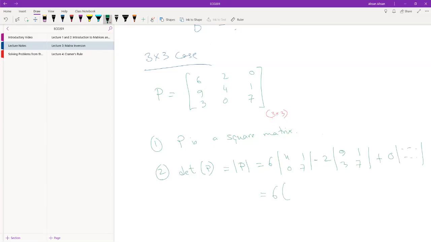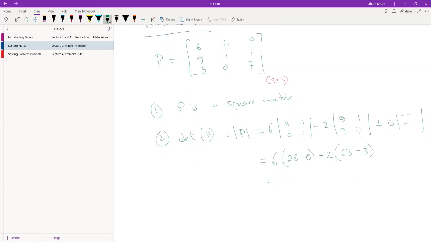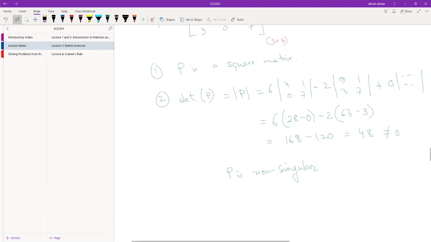So 6, how much do we get here? 28 minus 0 minus 2, 63 minus 3. So we have 168 minus 120. Did I do that correctly? Yeah. So we get 48. Okay, which is obviously not equal to 0. So we know that the determinant of P is not equal to 0. So P is non-singular. Let's write that down. P is non-singular. And since P is non-singular, it means that an inverse of P exists.